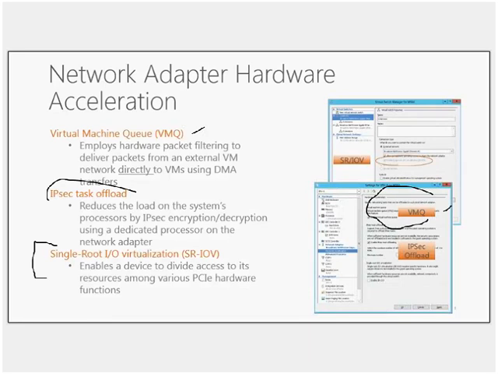One thing to note also is that SR-IOV on the virtual switch can only be enabled when you create the virtual switch using Virtual Switch Manager in Hyper-V. So best practice: always create the virtual switch first, make sure you have the hardware there, create the virtual switch, and then do all the enablement, configuration and provisioning after that. It's best practice. It also enables the device to divide access to its resources among various PCIe hardware functions.